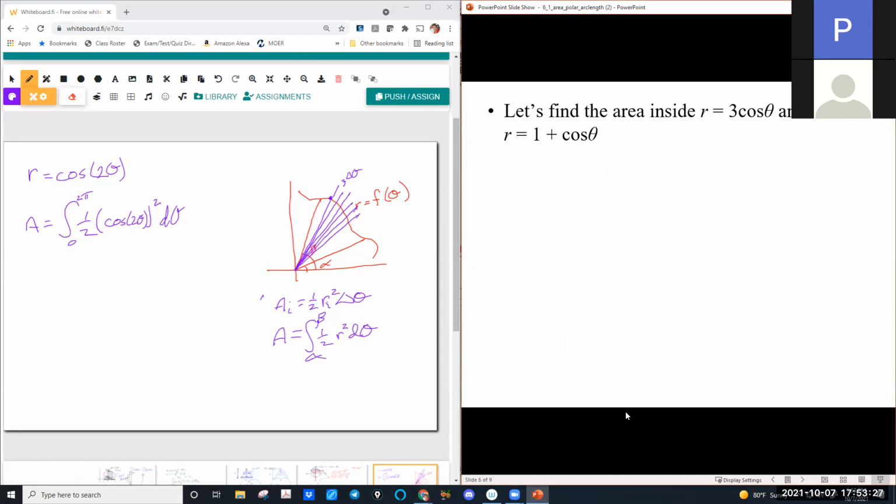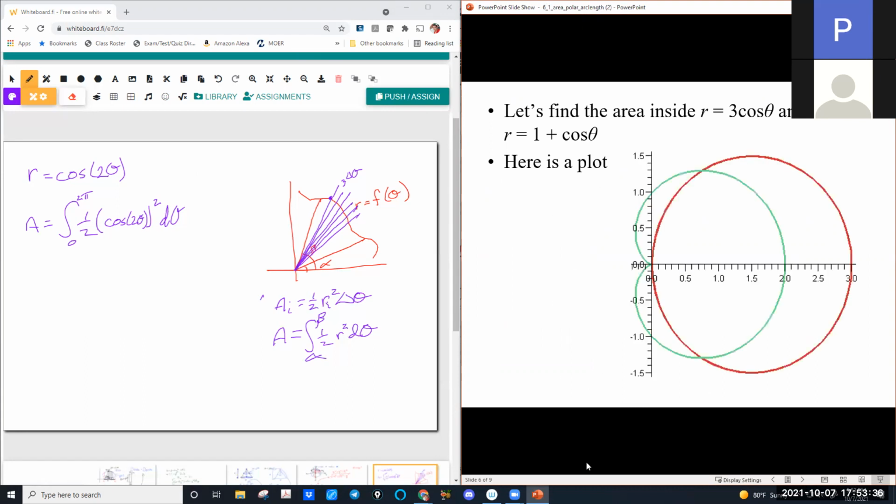All right, here's the next one. Area inside of r equals 3 cosine theta and outside r equals 1 plus cosine theta. This is going to be one where we want to see the graph, okay? Because there are 3 areas here. There's one here, and one here. We've got to figure out which one we're looking for. Well, we want it inside this guy and outside of this guy. Well, which one is which? Well, this one goes all the way out to 3, so this guy here is our red guy. This is our green. So we're looking for this area right here. All right.